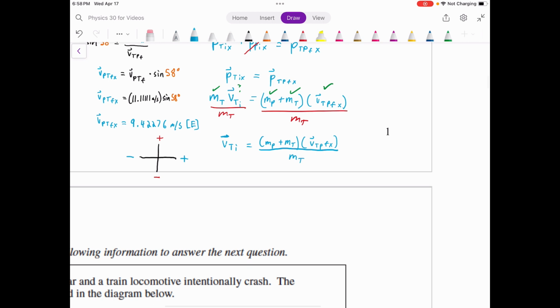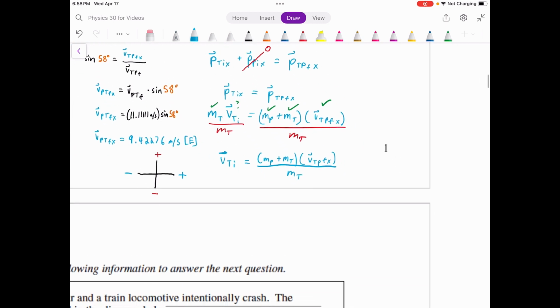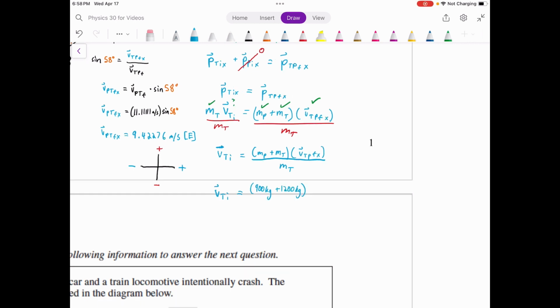Okay, but here we go. Since our x velocity was to the east, we'll make it positive when we put it in. So plugging in our numbers now, the velocity of the truck initially must have been the combined mass of the truck and police car, times their final x velocity, which we found to be 9.42276, divided by the mass of the truck, which we know is 1,200 kilograms.